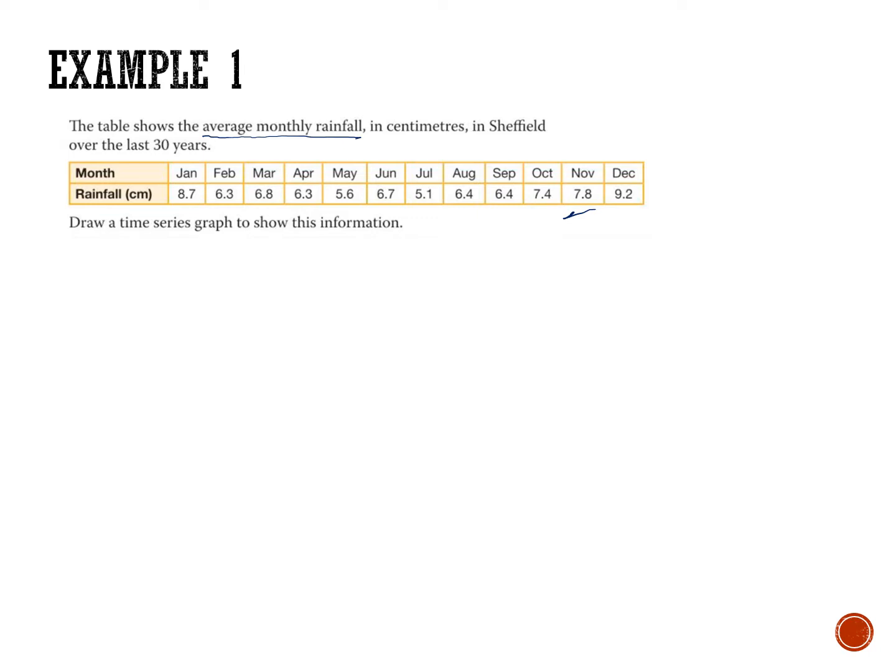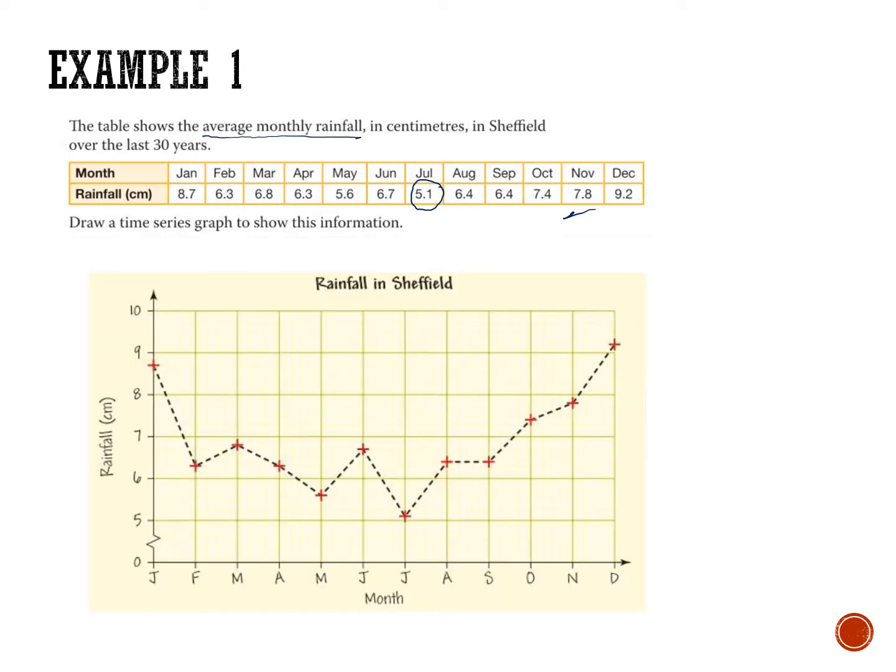Now, if you look at the values for rainfall, the smallest value that you're going to be plotting there is 5.1. So I think, really, to be able to show what's happening, it would make sense to not start your vertical axis at 0, but maybe start it at 5, just so you can see the variation in them a bit clearer. Okay, so this is what your graph's going to look like. Here's one I prepared earlier.